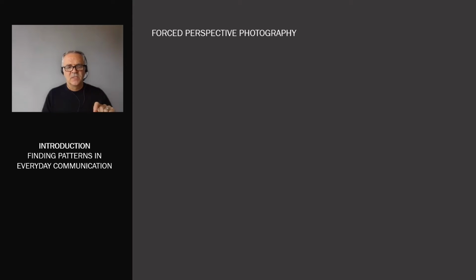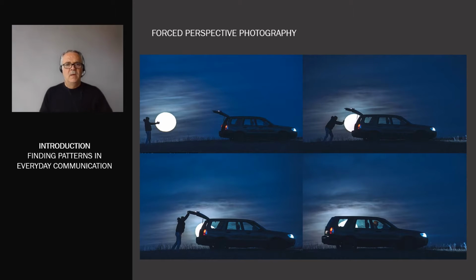In particular, I'm going to start with so-called forced perspective photography, which is, of course, hugely popular. I'm almost certain that you will immediately recognize this type of photography. In this case, the photographer has located themselves and angled the camera in such a way that the person and the car in the photo are resized and positioned in order to appear that the person is handling the moon and putting it into the boot of the car.